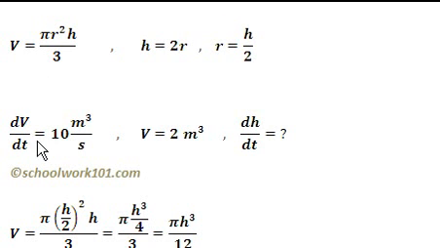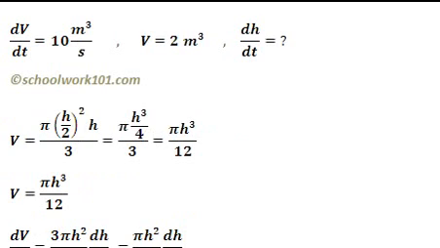So we go ahead and take the derivative of this. Well, I guess actually not yet. Hold on. We've got dV over dt, so I'll rewrite this stuff down here. It's 10 cubic meters per second. The volume, okay. And of course dh over dt is what we're looking for.